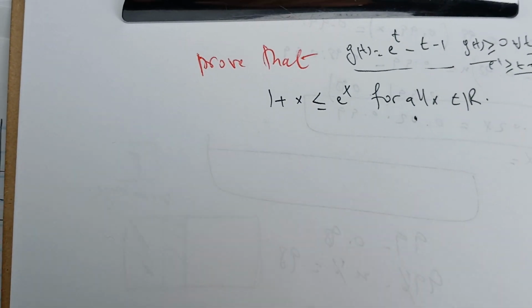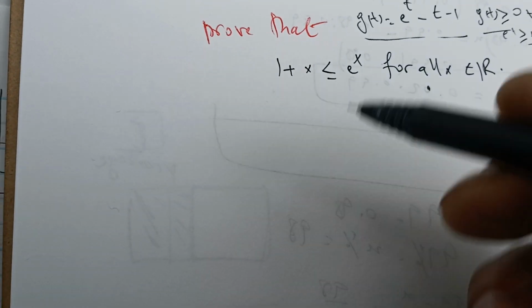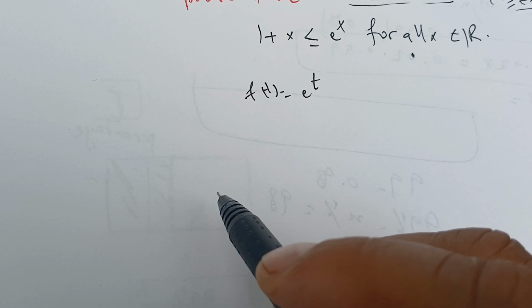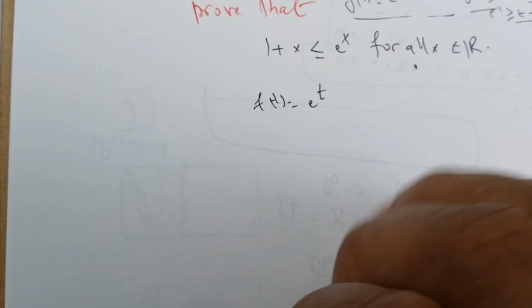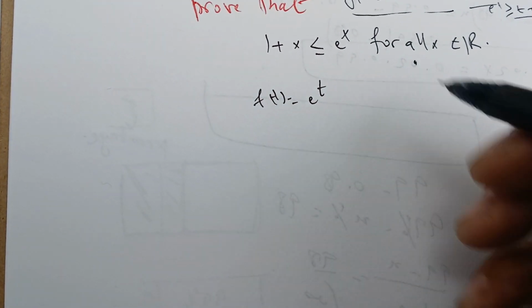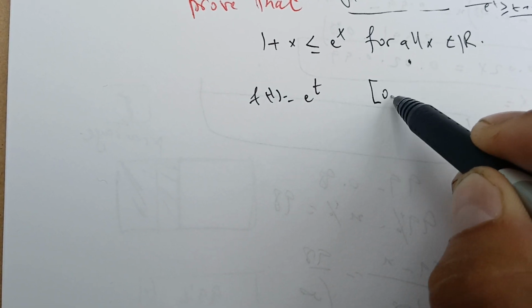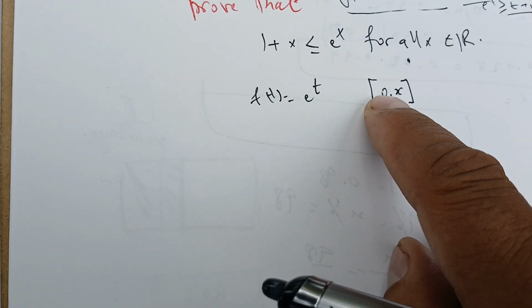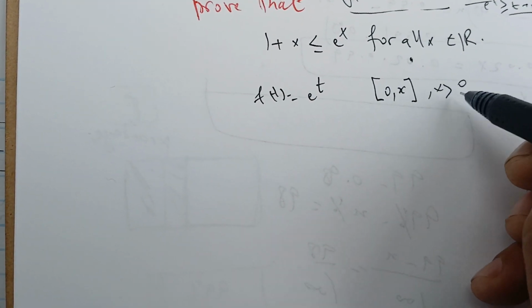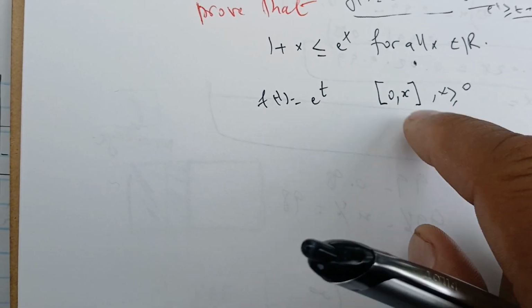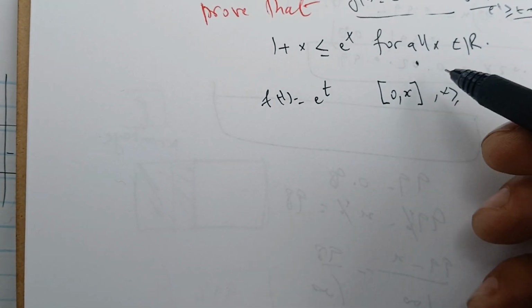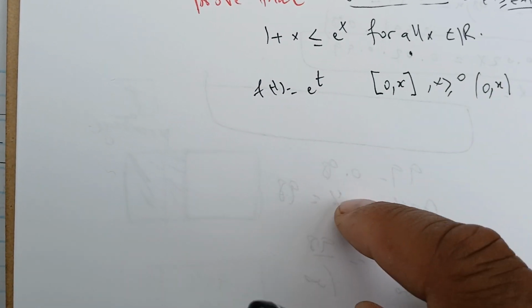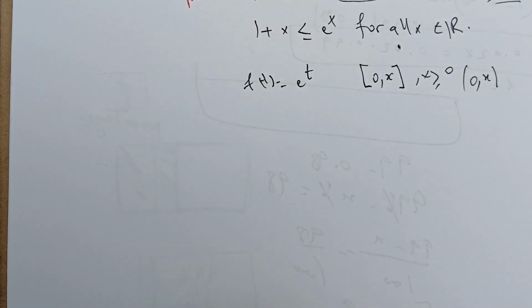But for us, we want to use the mean value theorem to prove this result. So for us, we choose f of t as e to the power t. Our function in this case, let's choose the interval 0 to x as our domain. Where x is positive, f of t is defined, continuous and differentiable on this interval 0 to x. So these are the conditions to be able to apply the mean value theorem.